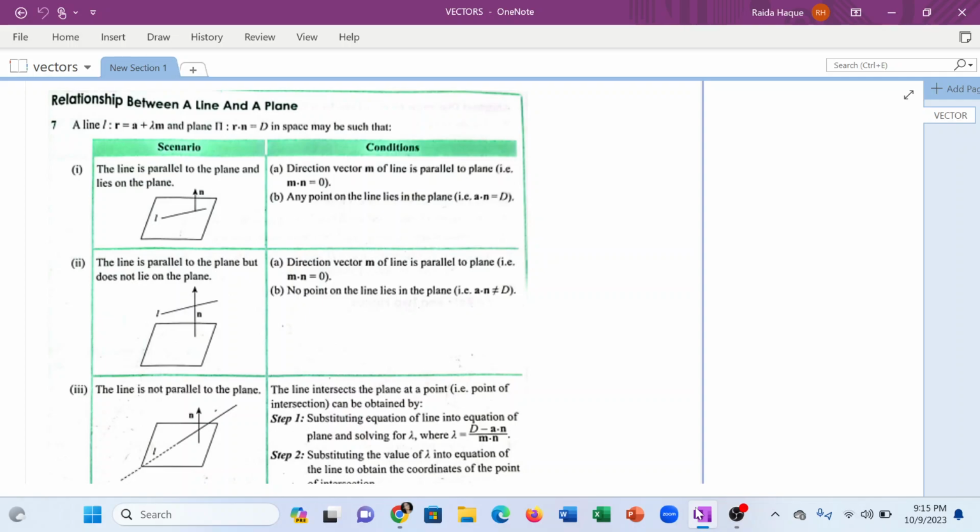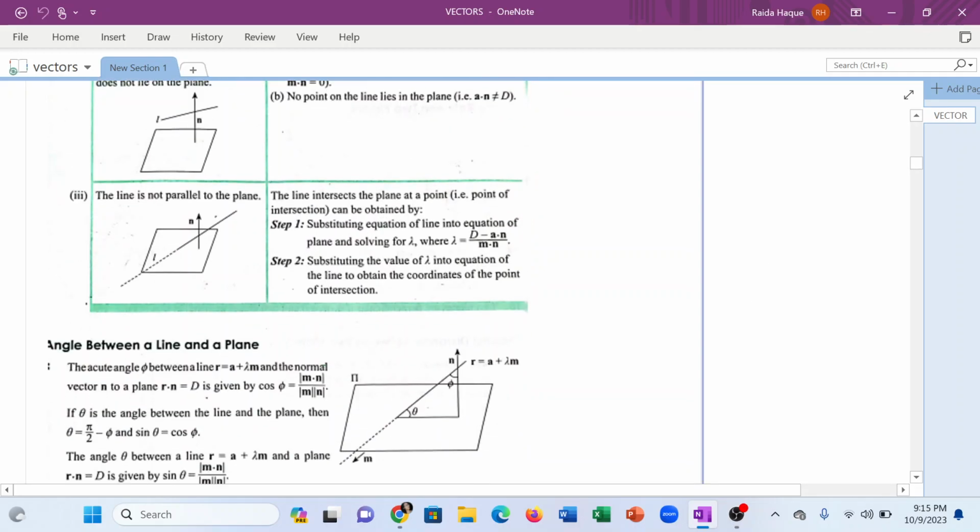Moving on to our second scenario. So over here, since it is still parallel to the plane, obviously the first condition as before has to hold. That is, it needs to be perpendicular to the normal. But since it is not contained within the plane, it will not have any point that lies on the plane. That is, a dot n will be unequal to d.